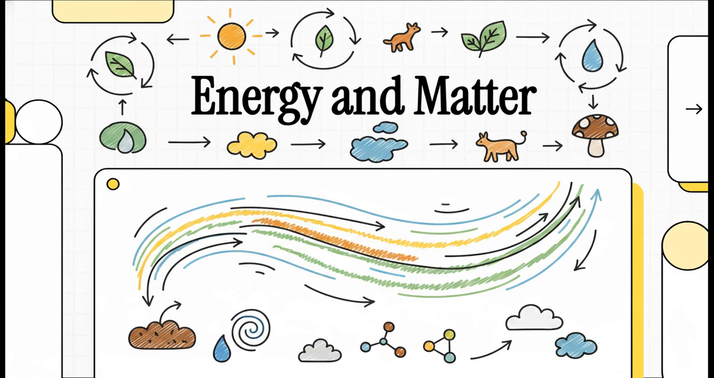Hey everyone, and welcome to this explainer. If you're gearing up for your ninth grade biology review, you have landed in the exact right place. Today, we are tracking the absolute fundamentals of our world, specifically how matter cycles and energy flows. It's basically the ultimate ecological engine, so let's dive right in.